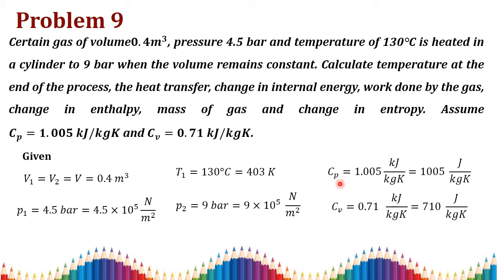Then specific heat capacity at constant pressure Cp is given 1.005 kilojoule per kilogram Kelvin. I multiply this kilo value inside, then what you get is into 10 to the power of 3 to convert this into joule per kilogram Kelvin. Then 1.005 into 10 to the power of 3, that is equal to 1005 joule per kilogram Kelvin. In a similar way, the specific heat at constant volume Cv is 0.71 kilojoule per kilogram Kelvin. I am converting into joule. Then our answer is 710 joule per kilogram Kelvin.